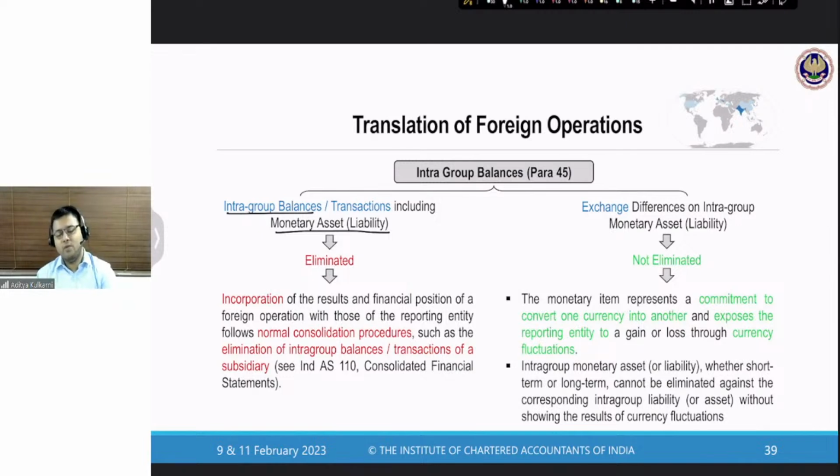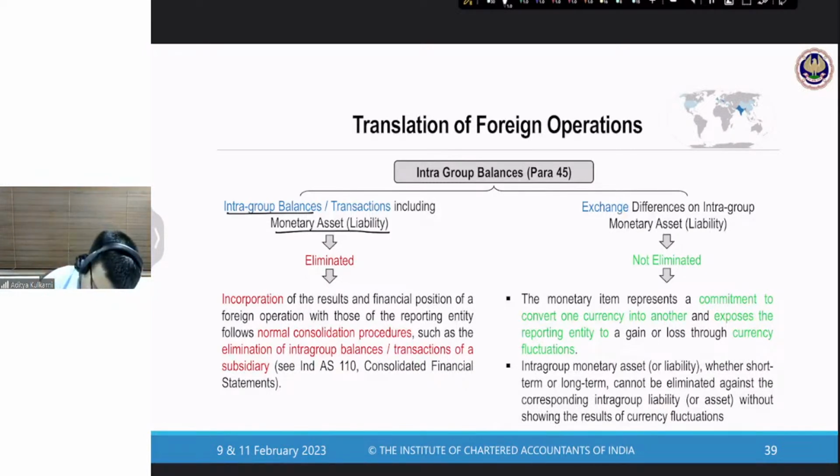You saw that when we did Ind AS 110, parent and subsidiary inter-balances get eliminated in the Note 1 adjustment column. Sir, which Note 1? Note 1 we used to prepare: assets and liabilities of parent, subsidiary, adjustment, total. In the adjustment column, we would eliminate the intercompany balances. So here also, we will do the same eliminations.